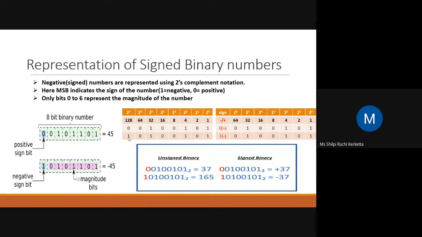But if we say it is a signed binary number, then this most significant bit will not be a magnitude. It will represent a sign. So from the 0th to the sixth term, it will represent a magnitude, but this last bit, this most significant bit, will represent the sign. If the sign is 0, we say that it is a positive number. And if the sign is 1, then we say it is a negative number.